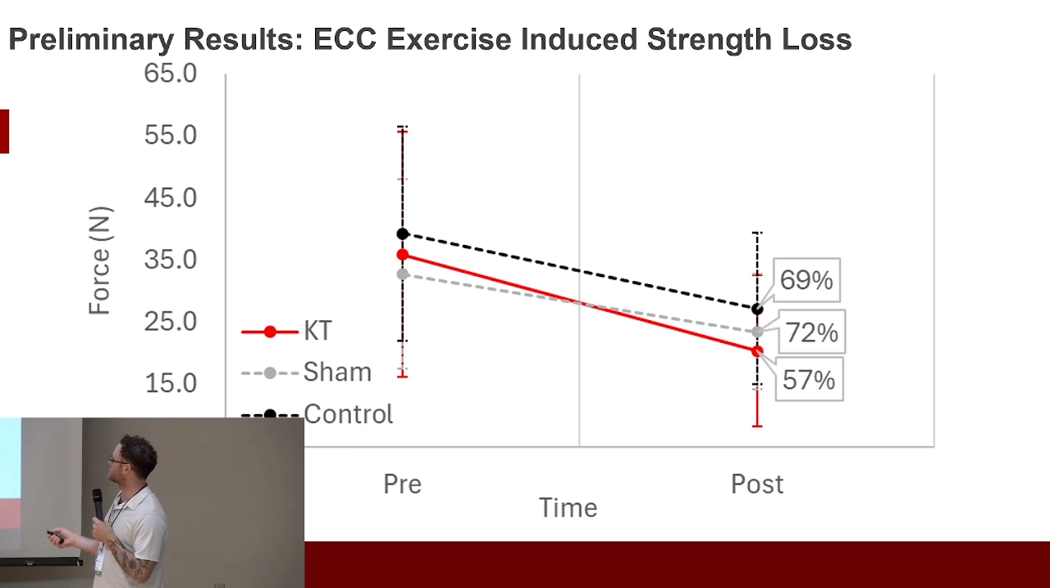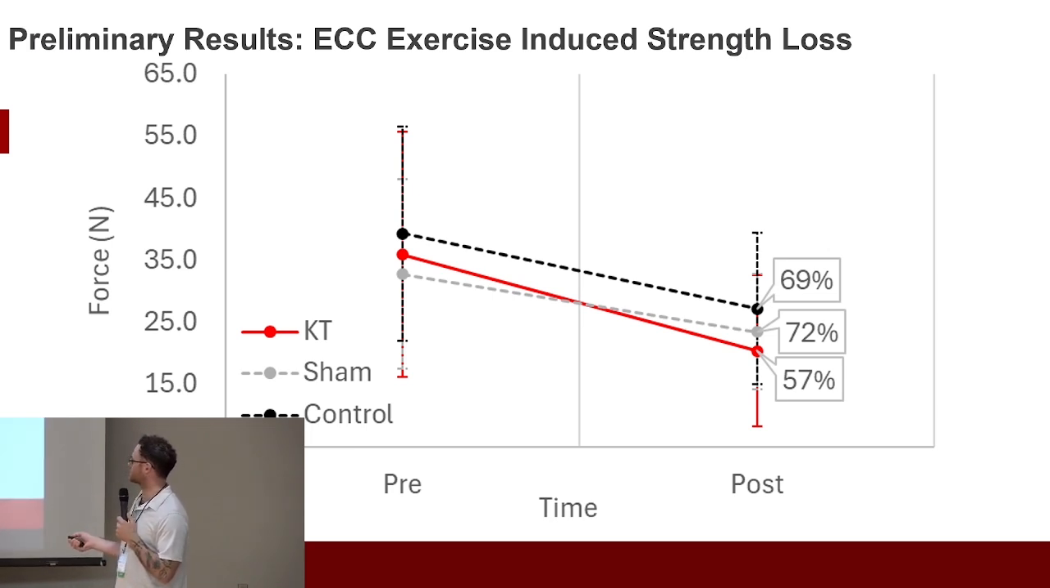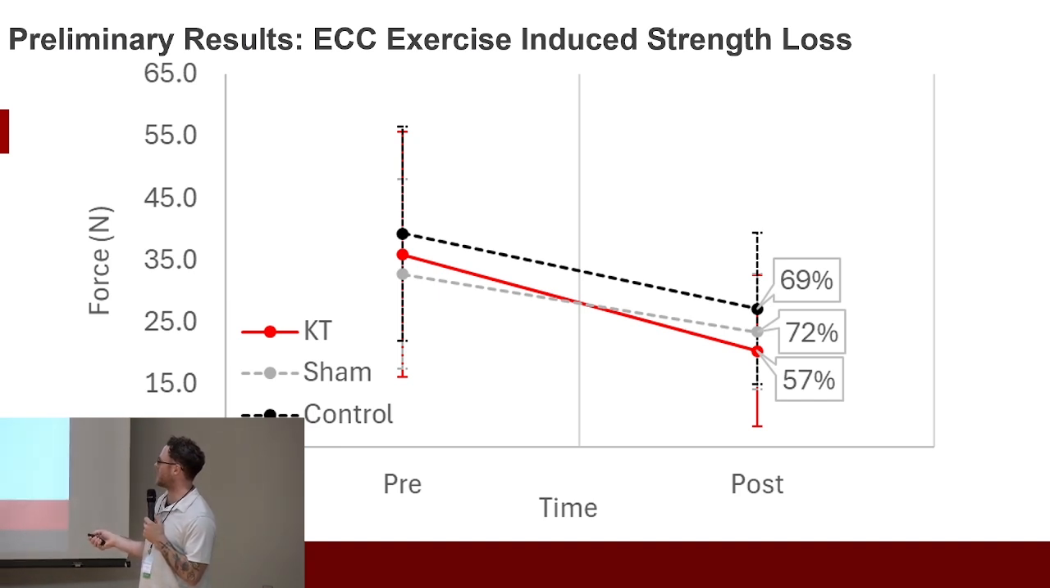What this initial graph shows is the initial strength loss of all the groups. These are the averages of the absolute values of the maximal strength that they could produce during a bicep curl. This is immediately before the exercise intervention, and then you can imagine somewhere in here is when they went through the exercise. Immediately afterwards, we took post-assessments, and you can see that all groups had significant decreases in strength.